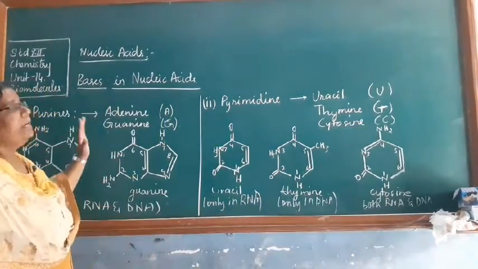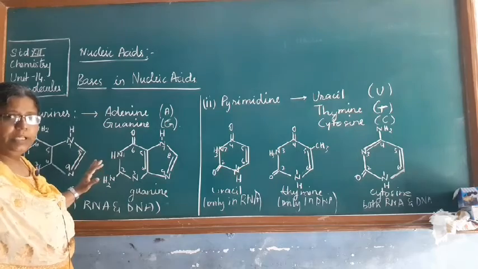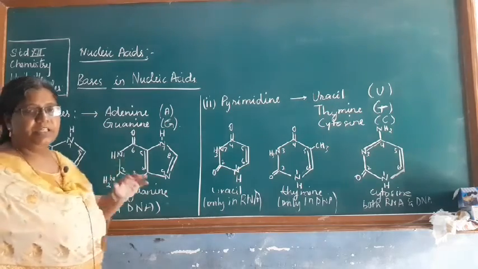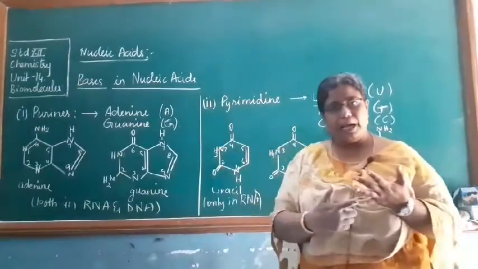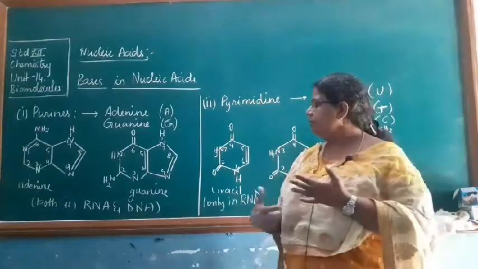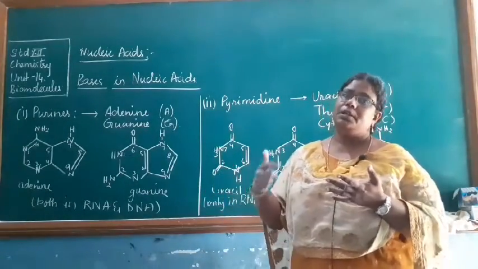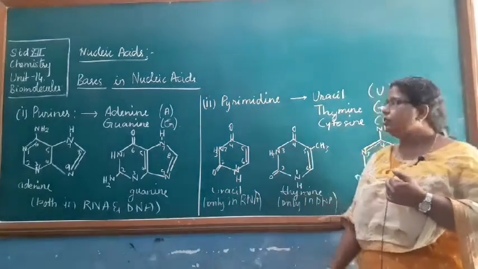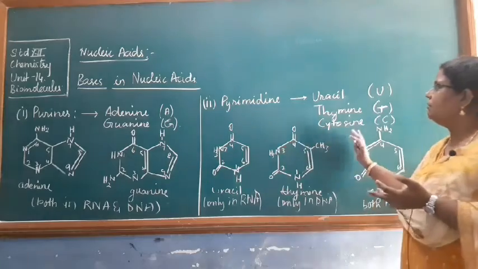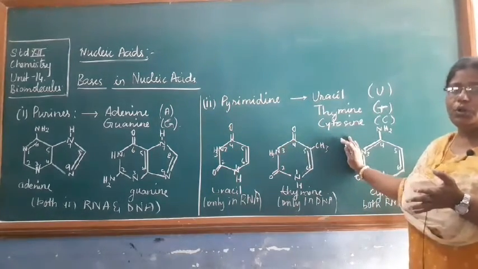So, these are the bases which are present in the nucleic acid. Whenever we represent bases, it may be any of them. It may be an adenine, a guanine, a cytosine, or a thymine. If it is RNA, then it may be uracil. So, these are the 5 bases which you observe here.